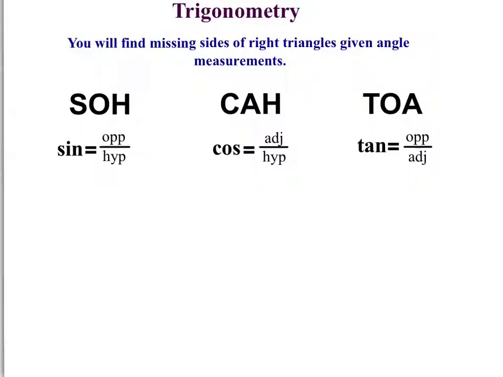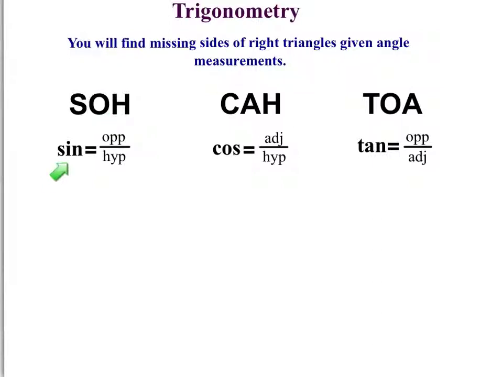Today we're doing trigonometry. You'll find missing sides of right triangles given angle measurements. The key thing here is to remember SOHCAHTOA. SOHCAHTOA is an Indian princess. If you can remember SOHCAHTOA, you will be able to find missing sides of right triangles given angle measurements.